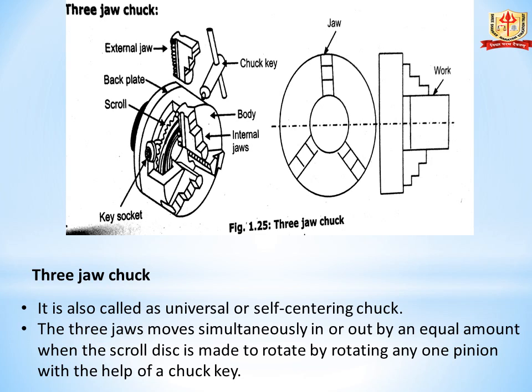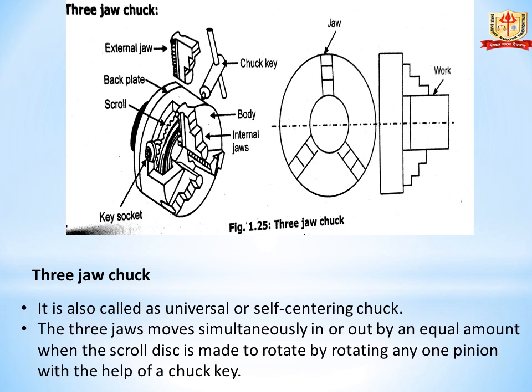Now we study the 3-jaw chuck. In the diagram we can see the 3-jaw chuck, which has various parts. On the left hand side there is a 3D diagram. We can see the various parts: key socket, scroll, back plate, external jaw, chuck key, body, internal jaw. On the right hand side you can see the jaw and work.